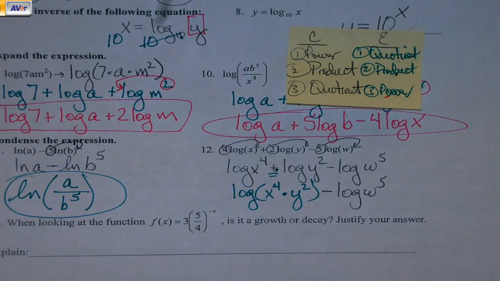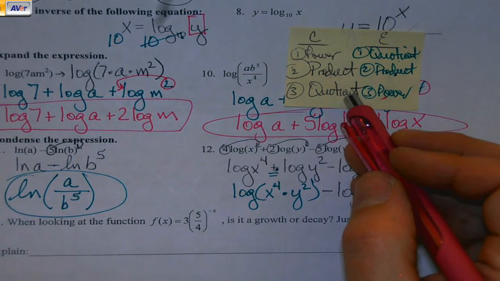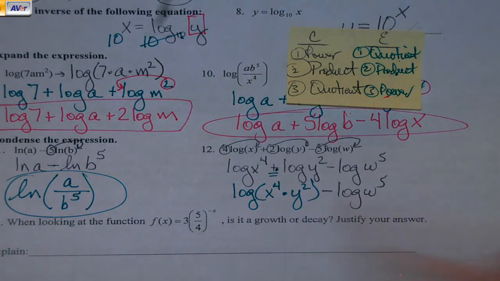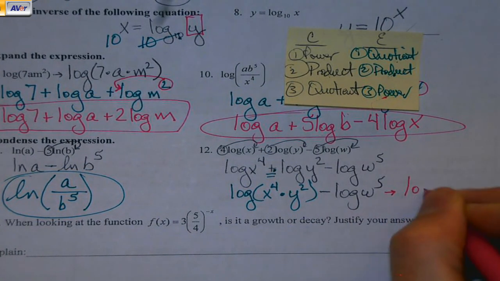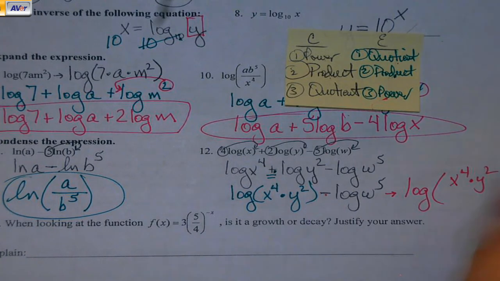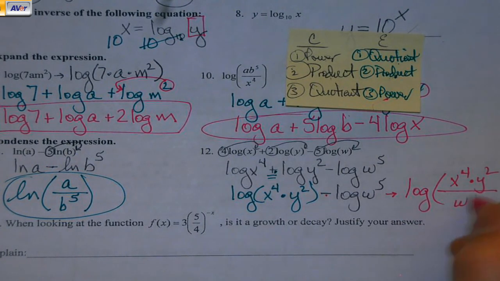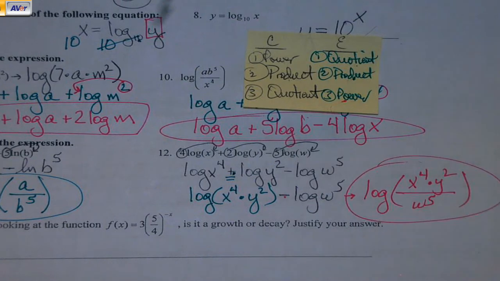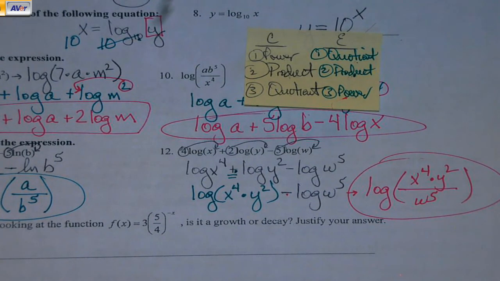And then I look again, and I go, okay, do I have any quotient? Do I have any minus that's going to become division? I do. So last one, so we're going to have one big old log, x to the 4th times y squared, minus is my division, w to the 5th. And I'm set. Take it piece by piece. Try to stay out of the temptation of trying to do multiple parts at a time. More often than not, it's just going to mess you up. And that kind of covers us for our condense and expand.